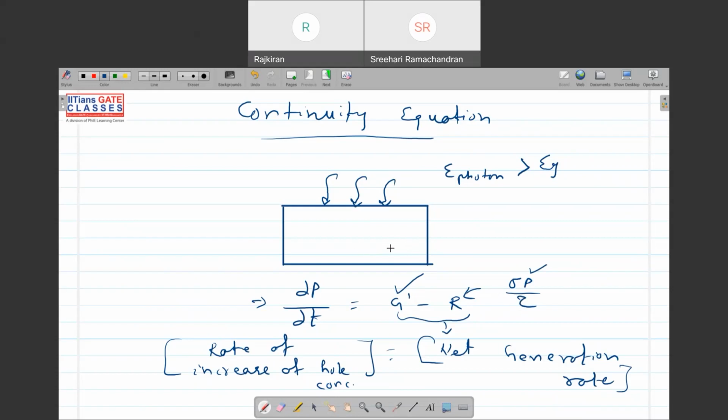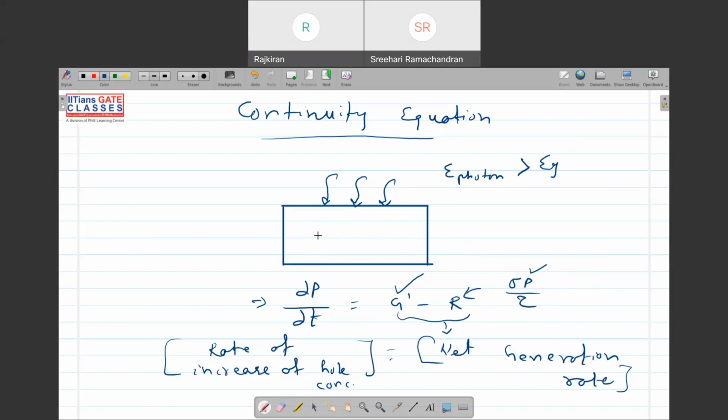Suppose the generation is not uniform. Somewhere the carriers are generating more, somewhere less. So in that case, can you see my cursor? Yeah, clear. Can you see this cursor?